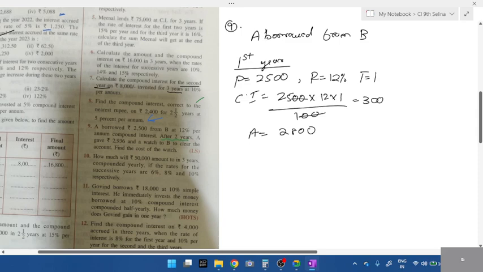But actually, what did B pay? After 2 years, I mean, A gives 2,936, and along with that, he also gives a watch. So first we'll calculate the amount. For second year, tell me the calculation. Principal is 2,800. Time is equal to same 1 year. Rate is equal to same 12%. It is not changed.